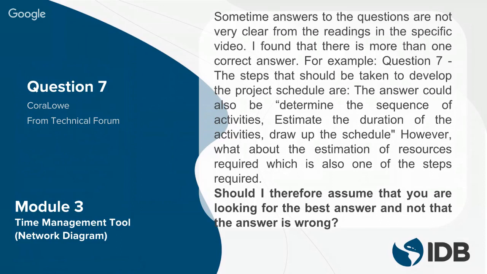Okay, and I remember very well this activity where you had answer B and answer C. Answer C was the right answer: determine the sequence of activities, estimate the duration of the activities, and draw up the schedule. Whereas answer B was determining the activities themselves, determine the sequence, and then draw up the schedule.